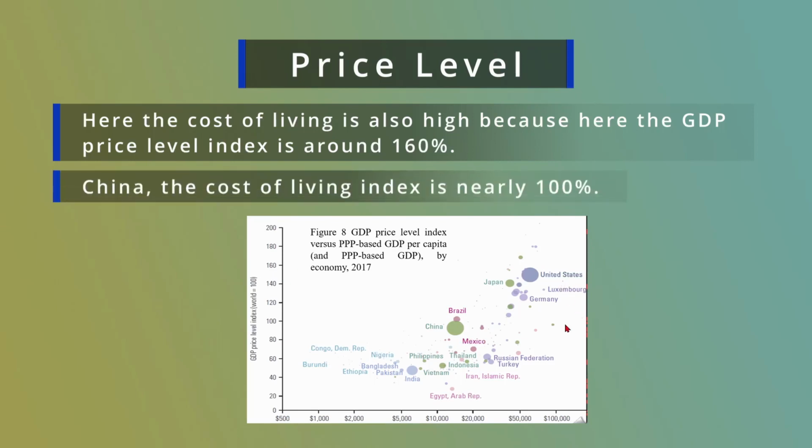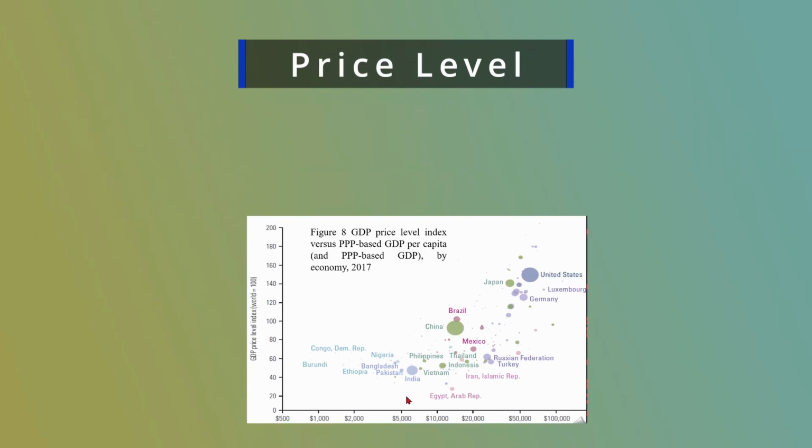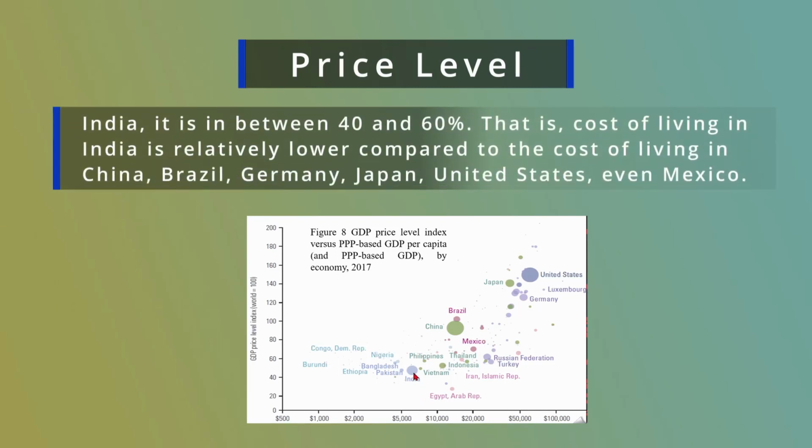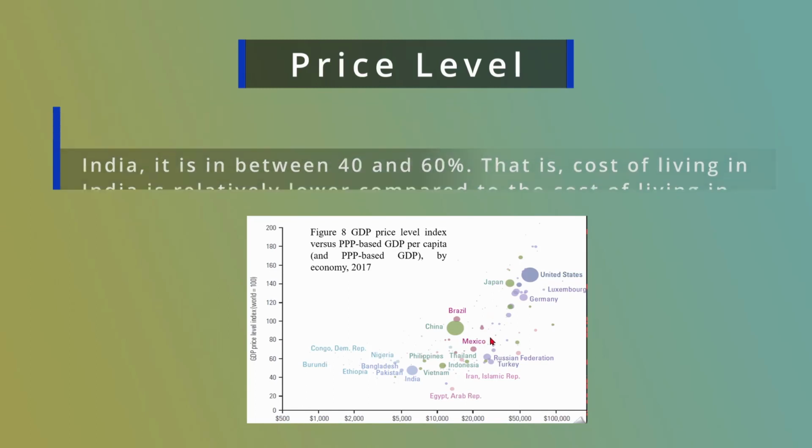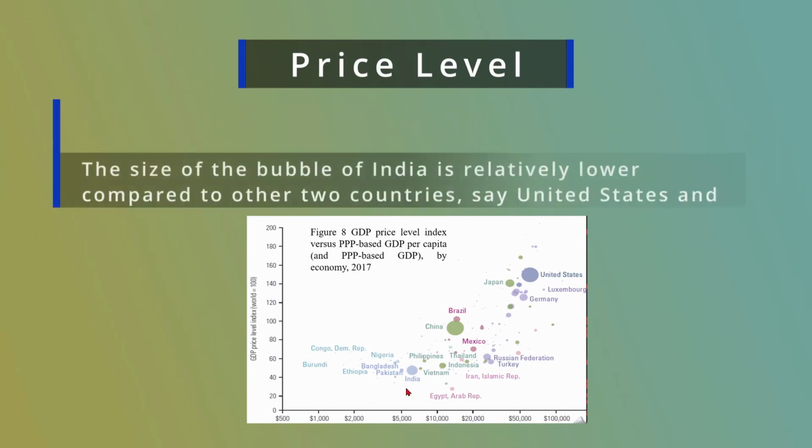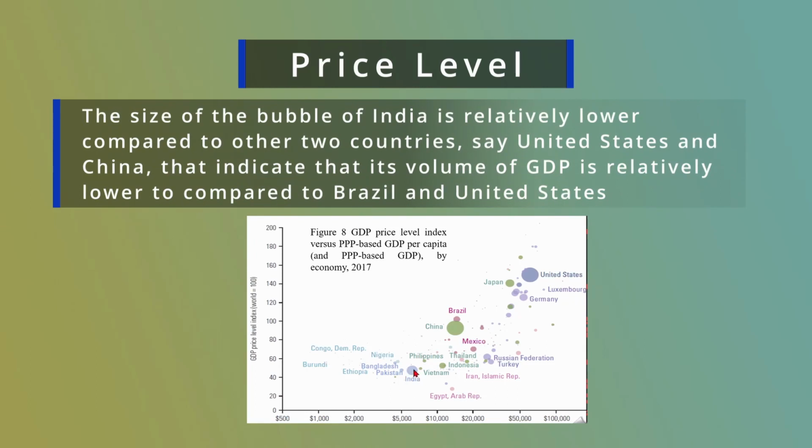In case of China, the cost of living index is nearly 100%. In case of India, it is in between 40 and 60%. That is, cost of living in India is relatively lower compared to the cost of living in China, Brazil, Germany, Japan, United States, even Mexico. But the size of the bubble of India is relatively smaller compared to the other two countries, say United States and China, which indicates that its volume of GDP is relatively lower compared to Brazil and United States.